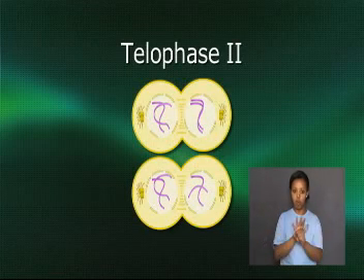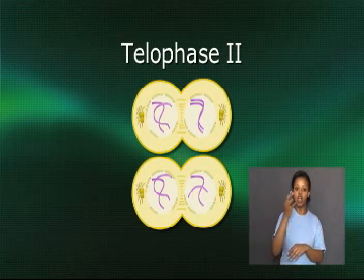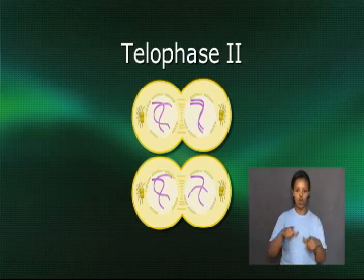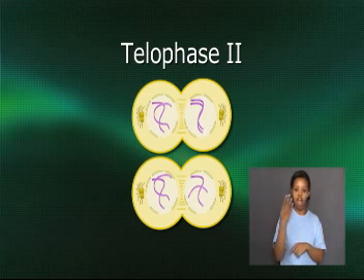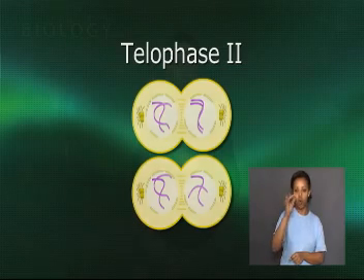The final process, telophase 2, is marked by the uncoiling and lengthening of the chromosomes. As in telophase 1, the spindles disappear, nuclear envelopes form, and cell walls form to produce 4 daughter cells, each with its own haploid set of chromosomes.